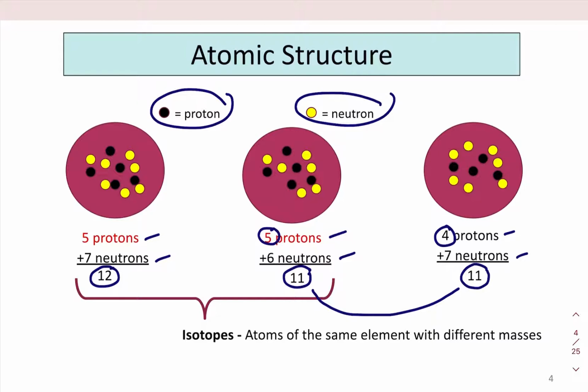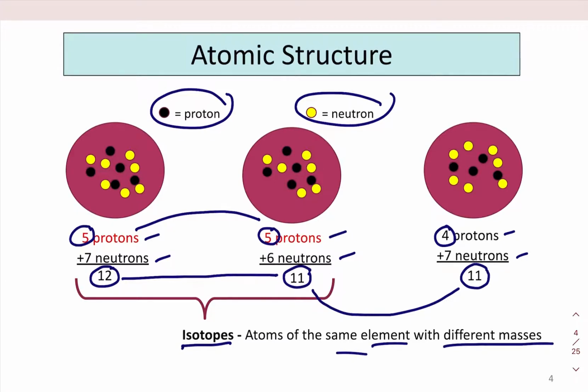But if we look at these 2 here, the left and the middle one, they have the same number of protons in them, but they have different number of neutrons. So these are 2 different atoms. There's no doubt about it. And what we call 2 different atoms of the same element that have different number of neutrons, or different mass numbers, if you will, we call them isotopes. Okay, so they're atoms of the same element with different masses. So they both have 5 protons, so they're both boron, but they're different types of atoms of boron. Hopefully that makes sense. All right?